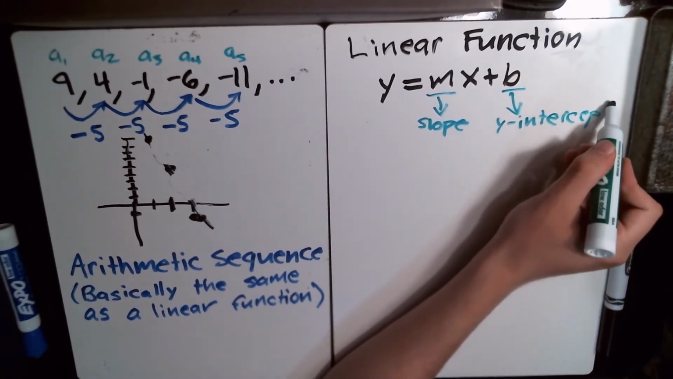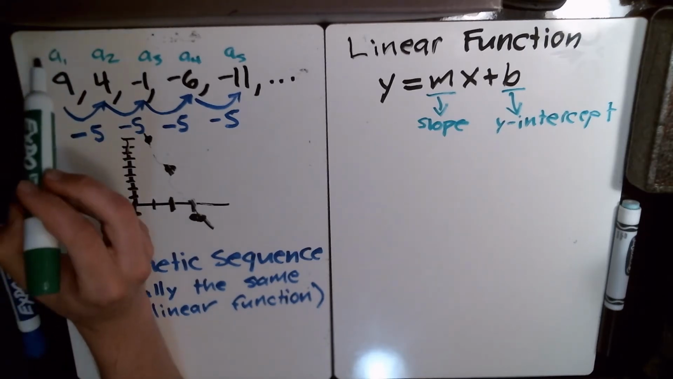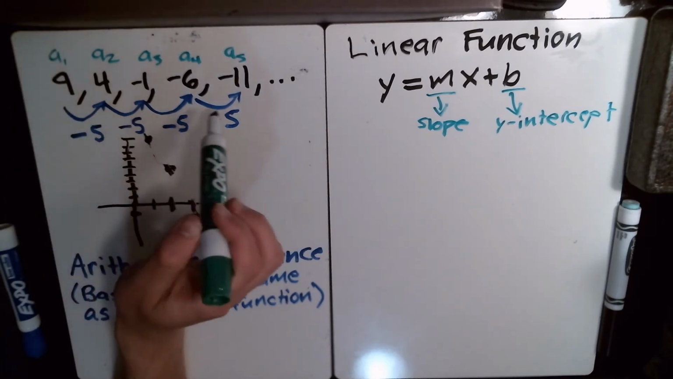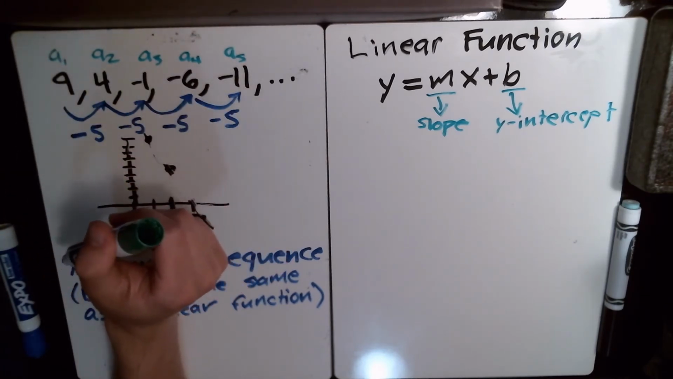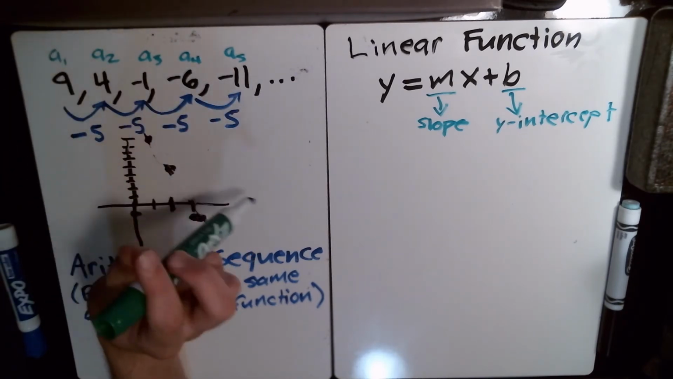Okay, so b was the y-intercept for our linear function. So we're going to do a very similar thing with this sequence that we have here. I want to be able to generalize this for arithmetic sequences in a nice way so that I can write the equation for this arithmetic sequence.